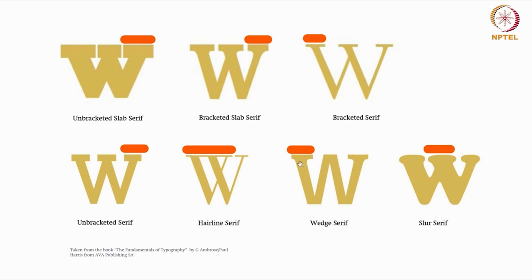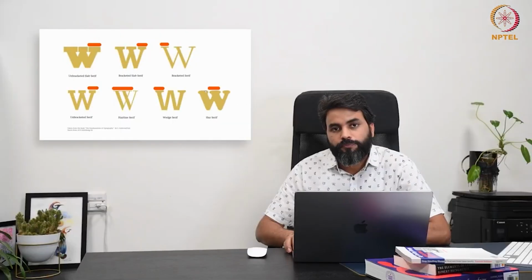Then this is wedge serif, where you see a little curve coming down, so it's like a wedge structure. Then there is also slur serif, where you will find a rounded treatment given to the end of the letter. Clear?